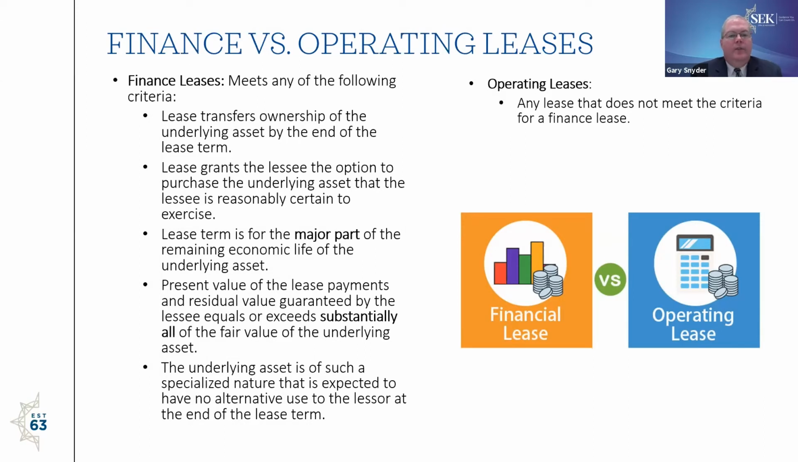First, the lease transfers ownership of the underlying asset by the end of the lease term. Second, the lease grants the lessee the option to purchase the underlying asset that the lessee is reasonably certain to exercise. Third, the lease term is for a major part of the remaining economic life of the underlying asset. The major part is highlighted because that is a change. It used to be a specific percentage. Now it is just major part, so it is much broader for you to define.